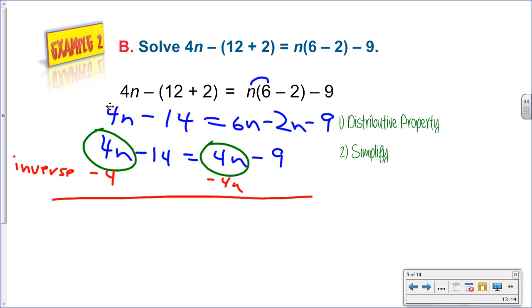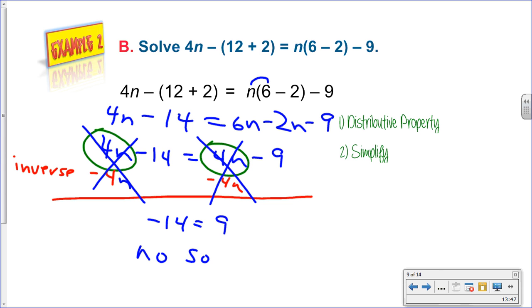Okay. Does something look awkward? Something look off? What looks off, Callie? I don't know. What happens to the 4n's here? They cancel each other out. What happens to the 4n's here? What am I left with? How can that be possible? The fact is, it can't be possible. What's my answer on this one? No solution. Okay.